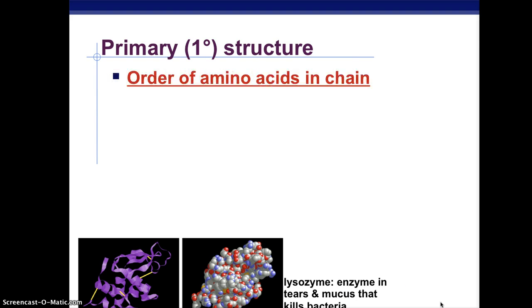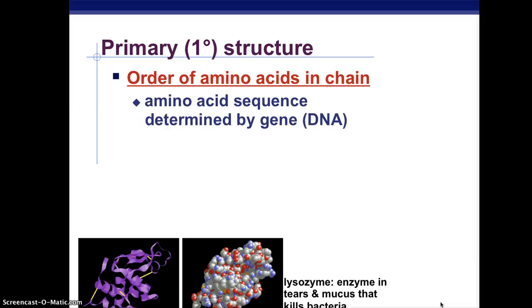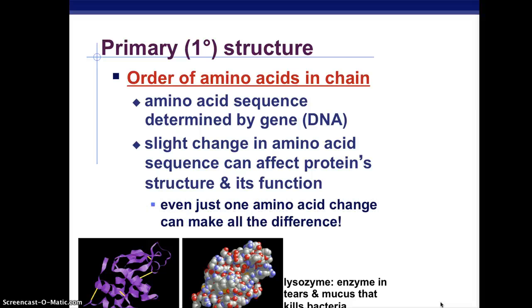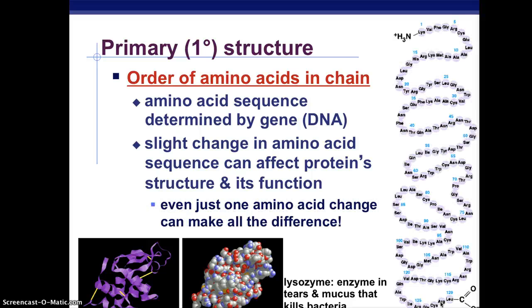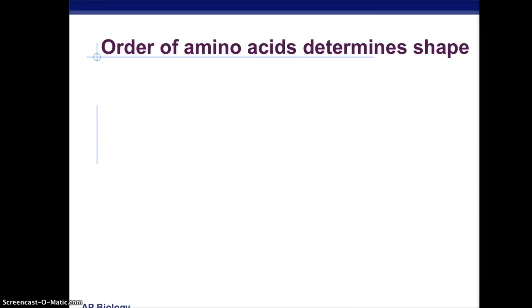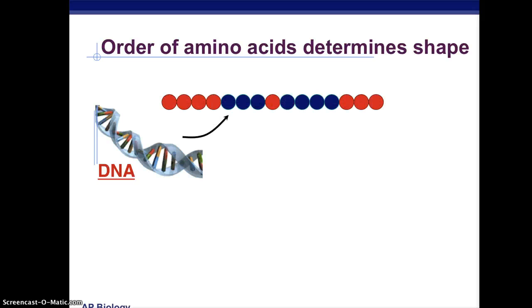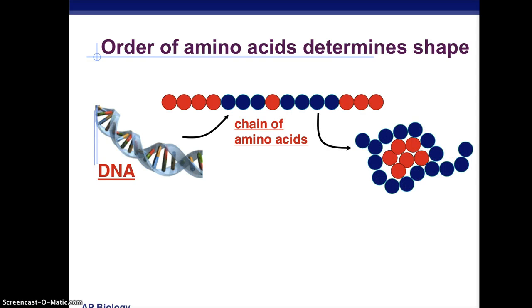There are levels of organization to a protein, and the first level of organization, also known as the primary structure of a protein, is the order of the amino acids. The amino acid sequence is determined by our DNA, and a slight change to the amino acid order can completely change the shape of the protein that is made and therefore the function. So here's our polypeptide made of lots of amino acids. So here we have a strand of DNA which gives us our instructions for building our polypeptide. The polypeptide then folds to form our three-dimensional protein.